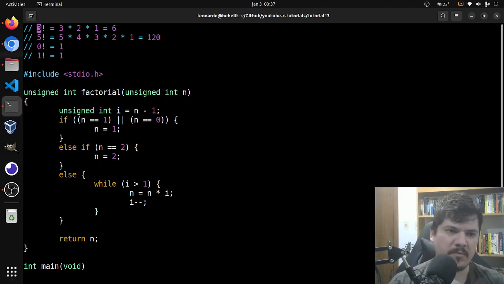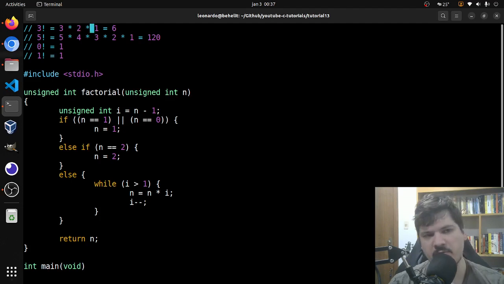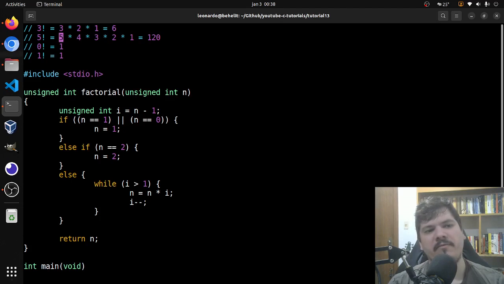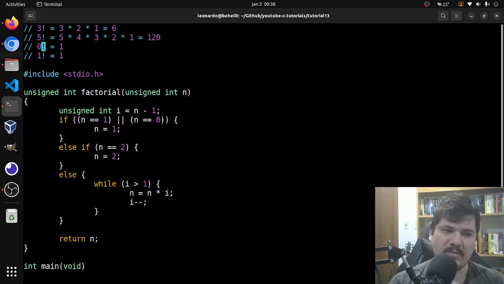So here, for example, if we have the factorial of 3, we use the exclamation mark for denoting the factorial. It will be 3 times 2 times 1, which equals 6. And for 5, we have 5 times 4 times 3 times 2 times 1, which is equal to 120. And by definition, the factorial of 0 is 1 and the factorial of 1 is 1. This is used a lot for combinatorics, computing permutations, and also various applications in probability.